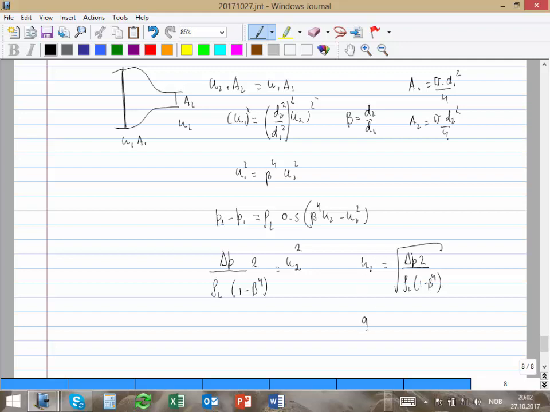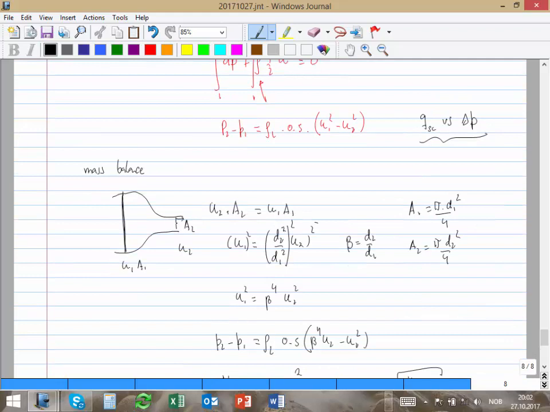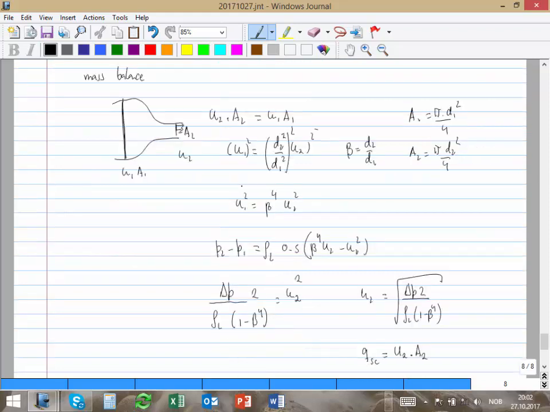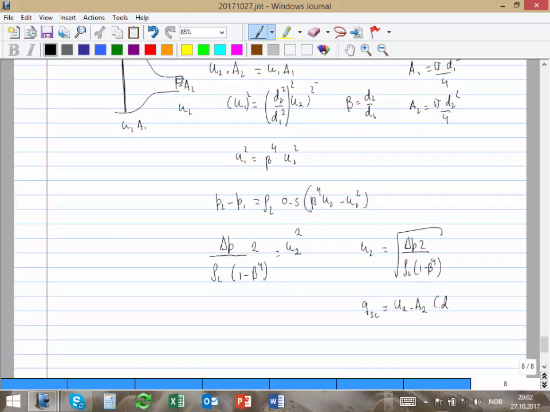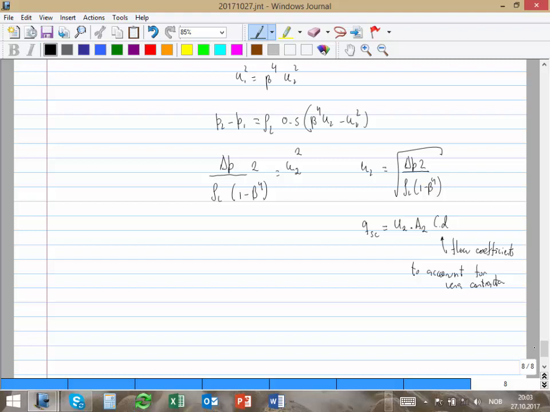And then, remember, Q is the standard condition rate. That is going to be equal to the velocity U2 times the area of 2. But remember, U2 is not flowing through the whole cross section; it's flowing only through a small section. So I'm going to put a multiplier that I call CD, the flow coefficient, or area coefficient, to account for the vena contracta. It accounts for the fact that U2 is not passing through the whole throat, but only through a section of the throat.